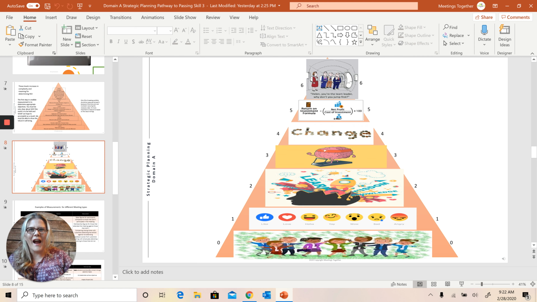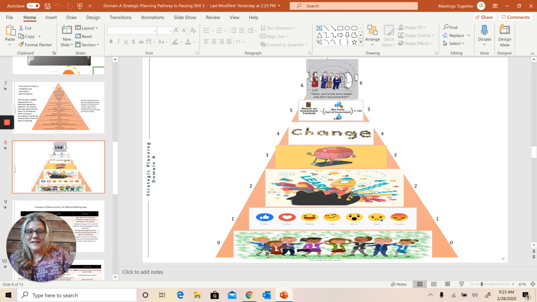And then level 4 is the change. I mean, come on, that's the change impact. I don't know if you can tell, but it's the word change made up of the word change. Level 5 is your ROI, and that's where I plugged in the ROI percentage formula picture we saw earlier. And then level 6 measures the intangibles, like leadership skills, which you can't measure. It's a little cartoon character in an airplane, and it says, Helen, you're the team leader. Why don't you jump first?